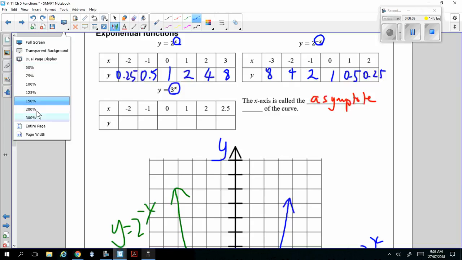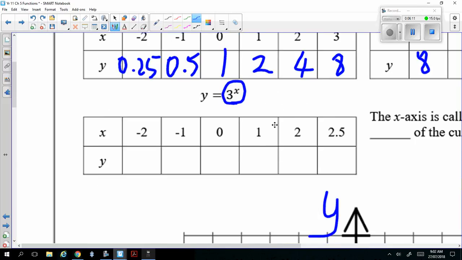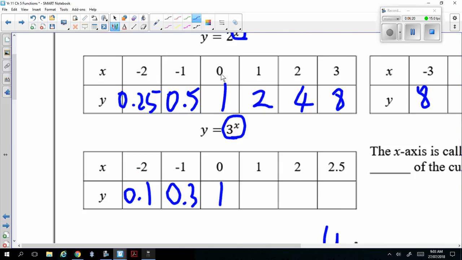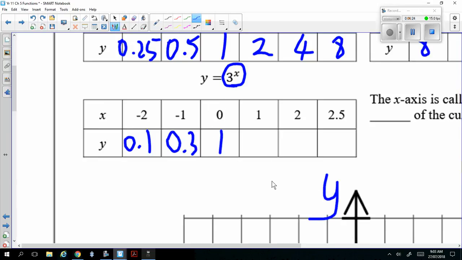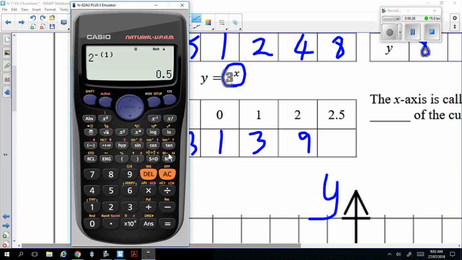So you get negative 2, which is 1 over 9, then 1 over 3, again using your calculator. Then 1. So notice that they all have 1. Anything to the power 0 is 1. And then 3, 9, and then 2.5, we can use a calculator. 3 to the power 2.5, you will get 15.5, which is about 16.